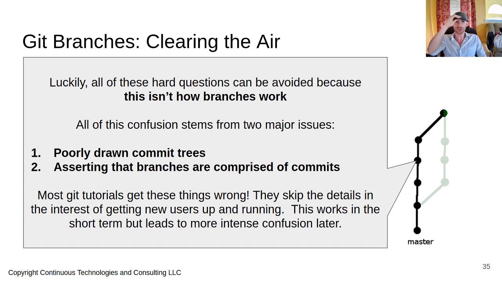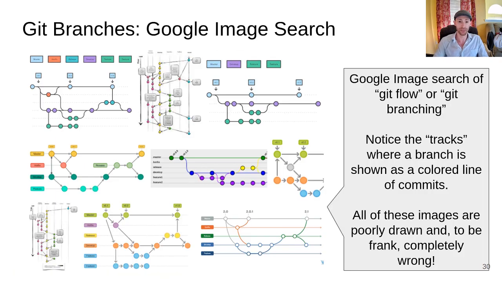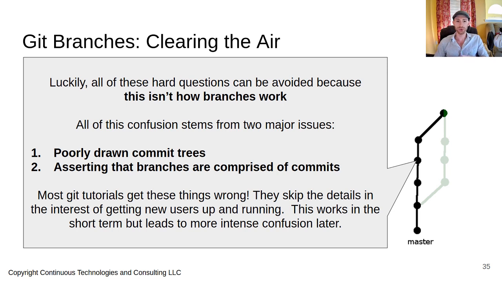And the confusion associated with branches, in my opinion, stems from two major issues. One, poorly drawn commit trees. For example, this is incredibly misleading, showing that a branch is along a line here and implying that this commit is on this branch. And like I just said, number two, when you assert that branches are comprised of commits, it's easy to think that because it makes sense intuitively to someone that is new to Git, but it is completely wrong and super misleading.